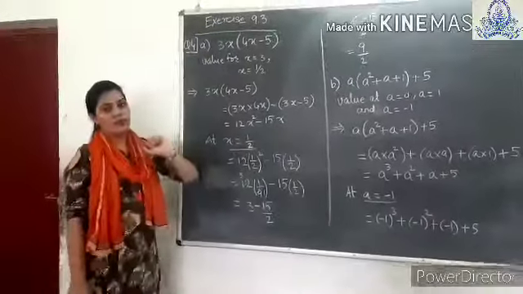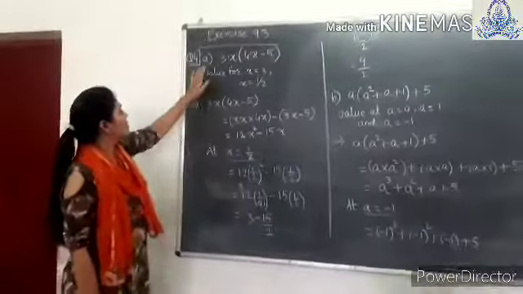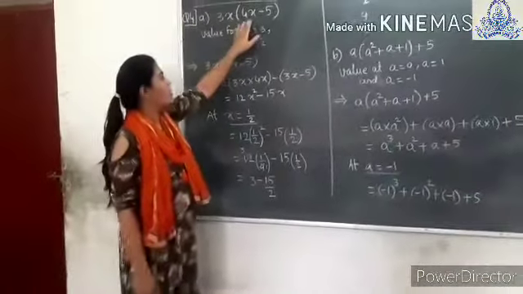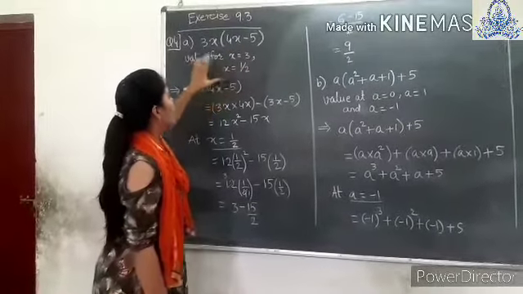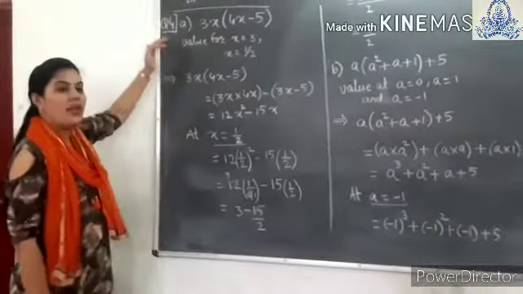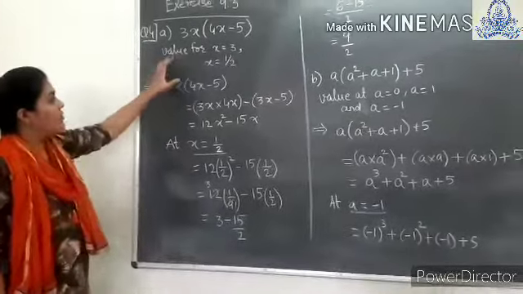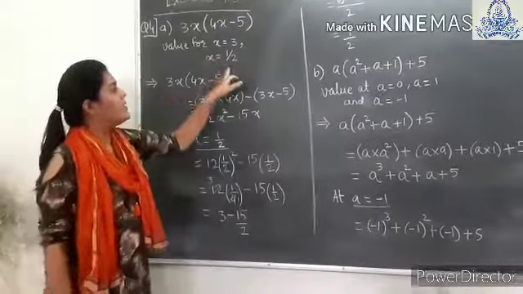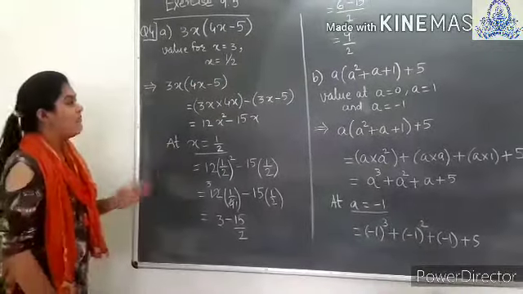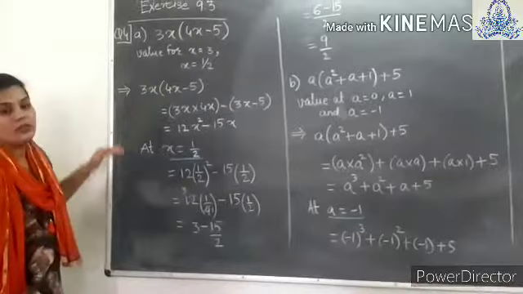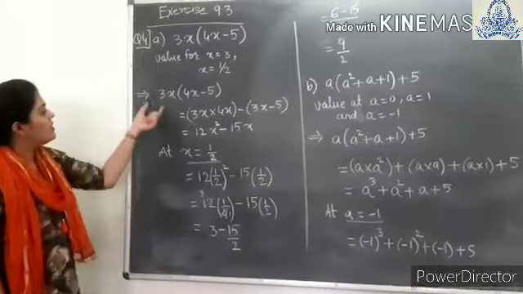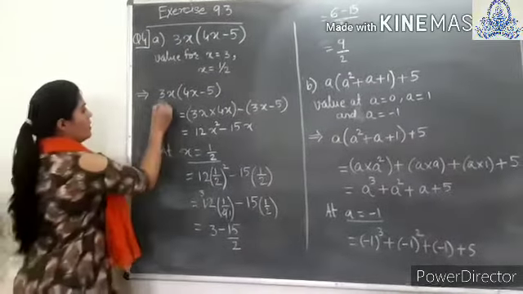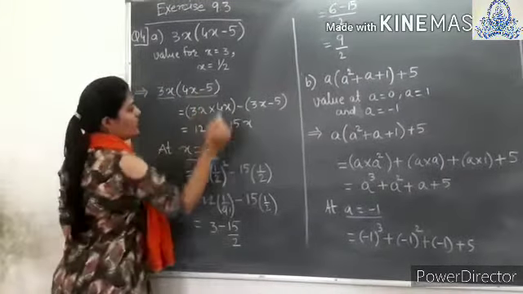Let's start question number 4, first question. In this question is given 3x into bracket 4x minus 5. We have to multiply it, that means simplify it, and find the value of this expression at x is equal to 3 and x is equal to 1 upon 2, that is half. So first we will multiply this. This is 3x and 4x minus 5. This is one monomial, this is another binomial.